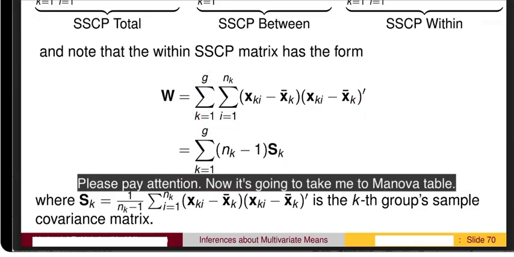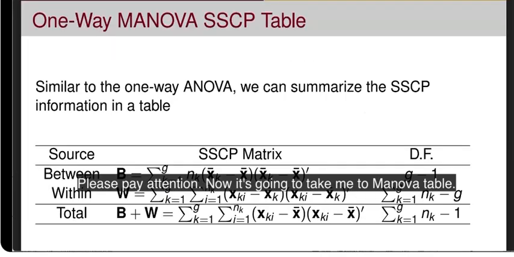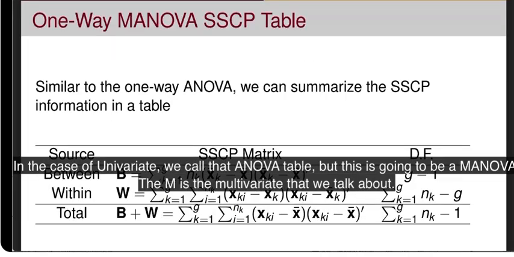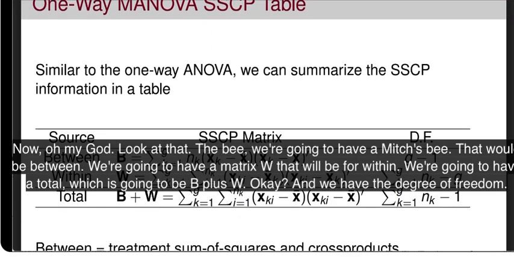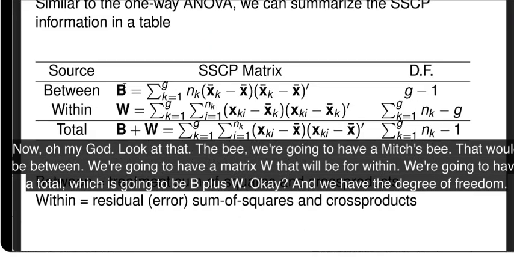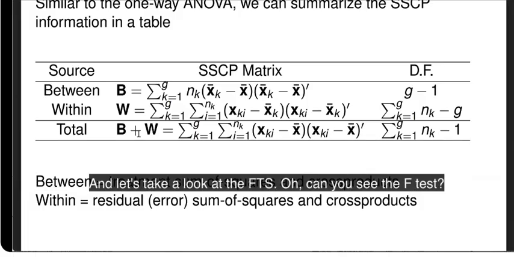Please pay attention. Now, it's going to take me to the MANOVA table. In the case of univariate, we call that an ANOVA table, but this is going to be a MANOVA. The M is for multivariate, which we'll talk about. We're going to have a matrix B, that will be between. We're going to have a matrix W, that will be for within. We're going to have a total, which is going to be B plus W. And we have the degrees of freedom. And let's take a look at the F test.